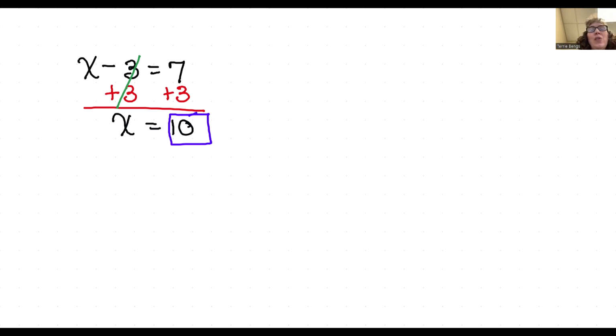All right, so let's look at another one here. We're going to say x plus 4 equals 9. Again, our whole goal is to get x on one side, everything else on the other. So we have a 4 here that we've got to move to that other side. So we have a plus 4.